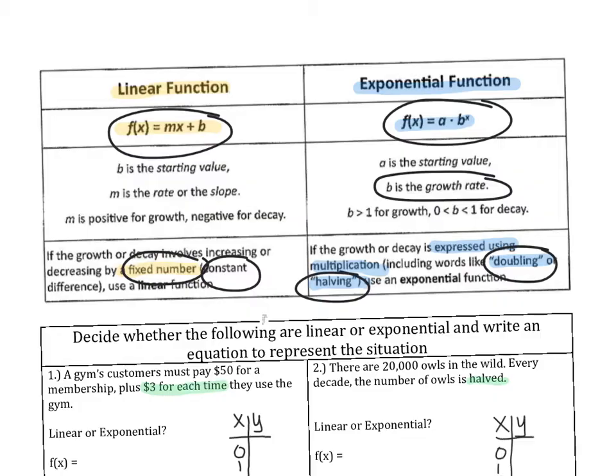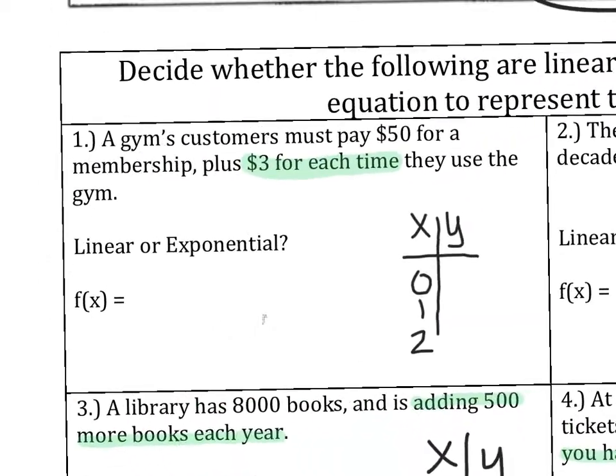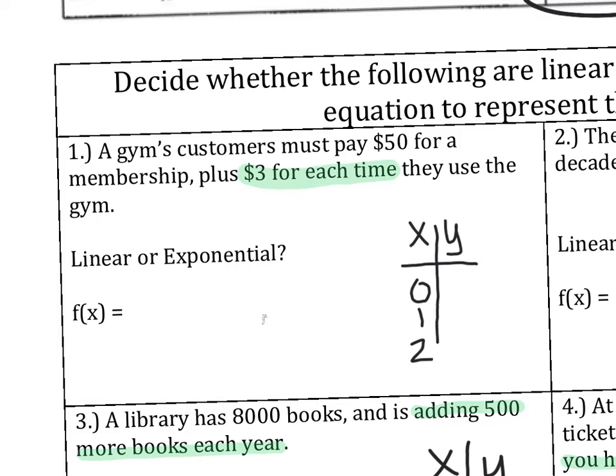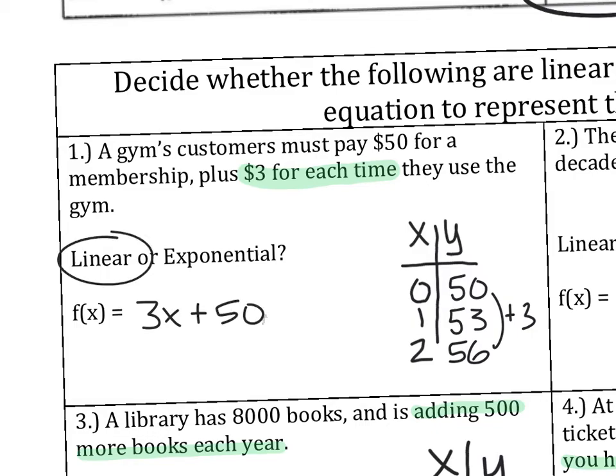Okay, so if I take a look at the first situation, it says a gym customer must pay $50 for a membership plus $3 each time they use the gym. So $50 is my starting value, my b value, and $3 every time I use the gym. So that tells me it's increasing by 3, right? Because this is a plus 3. So my equation is going to say 3x plus 50, and we know that that's linear.